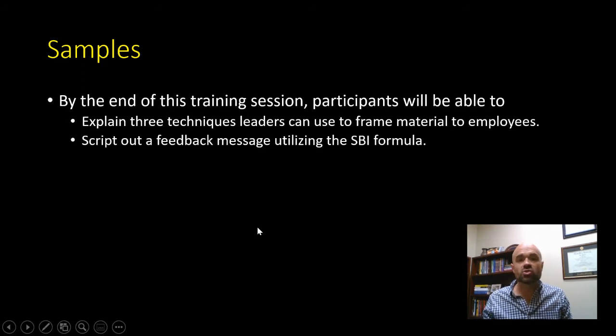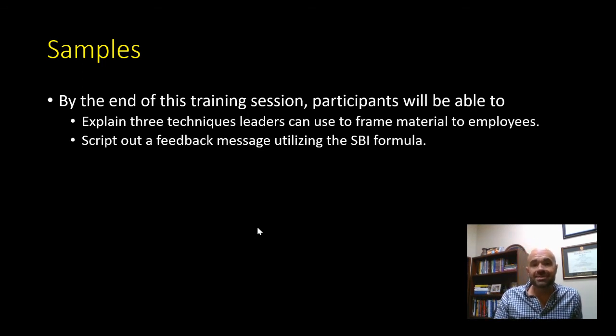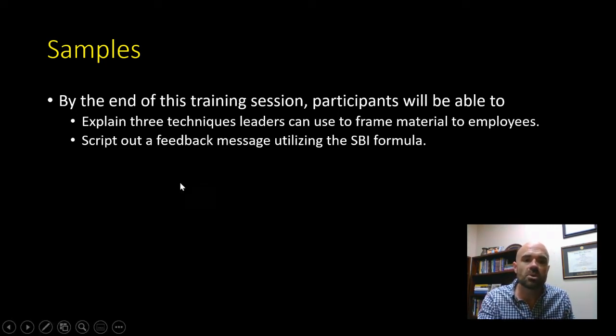How about this? Script out a feedback message utilizing the SBI formula. I think on this one, you could say that this one meets all the criteria, right? It's behavioral. You can see them scripted out. You're letting them know they have to use a formula, so it's definitely measurable. And if you think about it, it's pretty concrete as well. And then it's attainable, right? Writing out a message at the end of a workshop, I think, is doable.